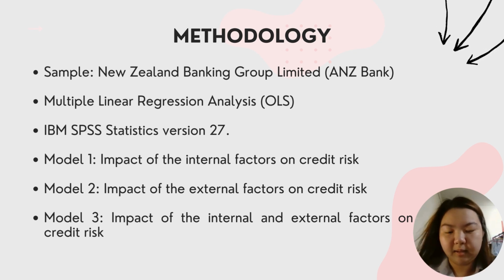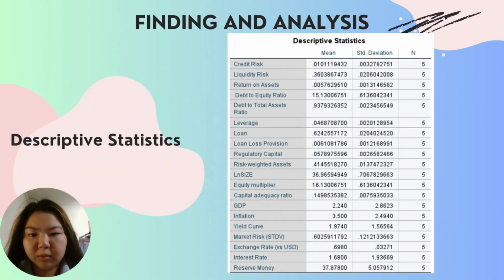There are three models used in this study. The first model is the impact of internal factors on credit risk. The second model is the impact of external factors on credit risk. Last, the third model is the impact of internal and external factors on credit risk. Now, let us go to the findings and analysis.